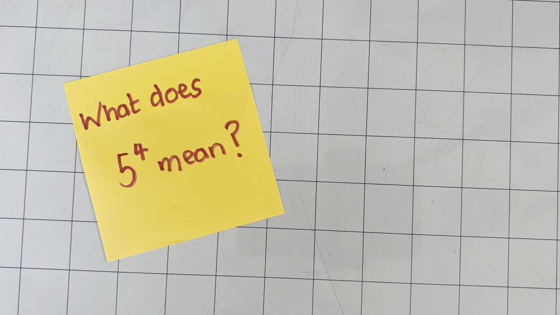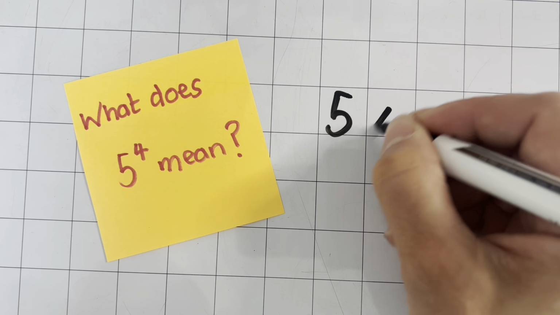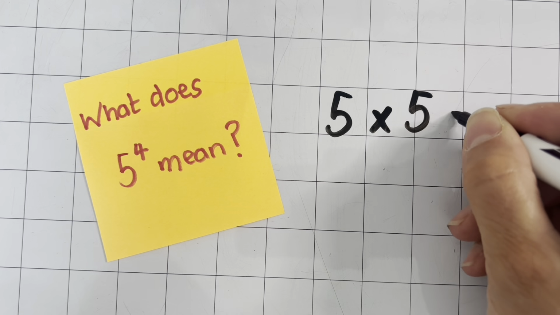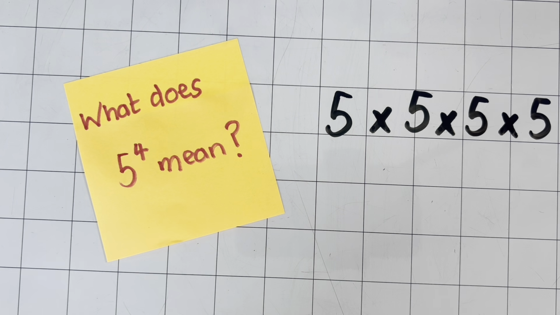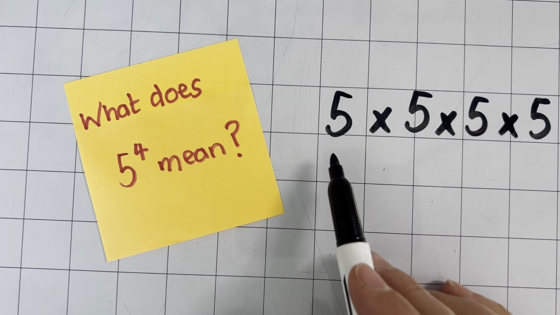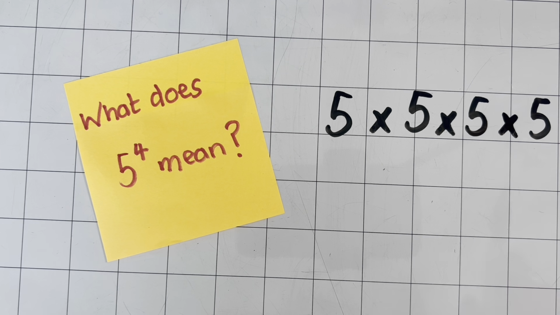And finally, our 10th question on the revision questions is, what does 5 to the power 4 mean? This little floaty 4 is a power, and it's just telling us how many times we're going to see 5 times itself. So 5 to the power 4 is 5 times 5 times 5 times 5.